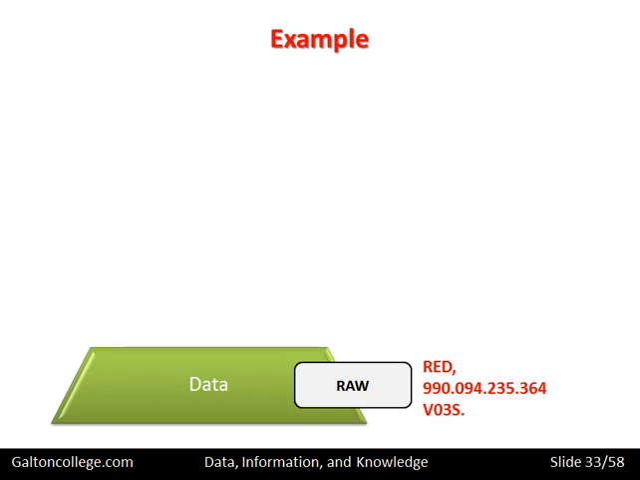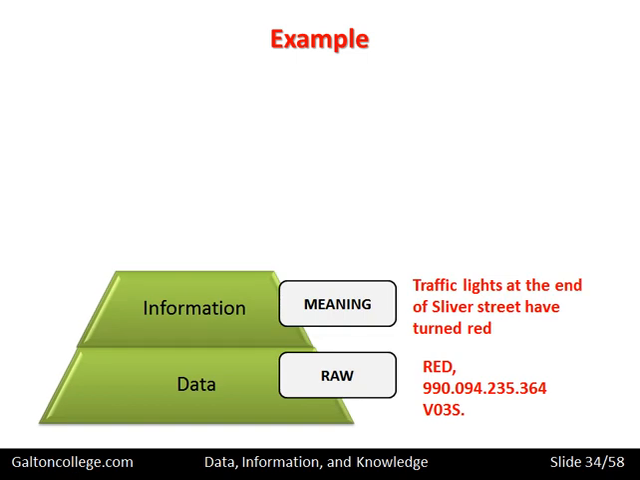Let's go back to that example we said earlier. We have data, and we said data is just raw data, it's not processed in any way, and we have this strange code, red and whatever. I mentioned it earlier on. That's just data. Now, information is meaning. Well, the red refers to traffic lights at the end of Silver Street, and the traffic lights have turned red. Now we have information. We know what the red means now. It's not just red, it refers to traffic lights. We've looked into the data and we've got a better understanding of the data. We have got meaning, and the meaning is that red refers to traffic lights and they've just turned red. And the code underneath, 990 point whatever, presumably that refers to traffic lights. That's the code for traffic lights.